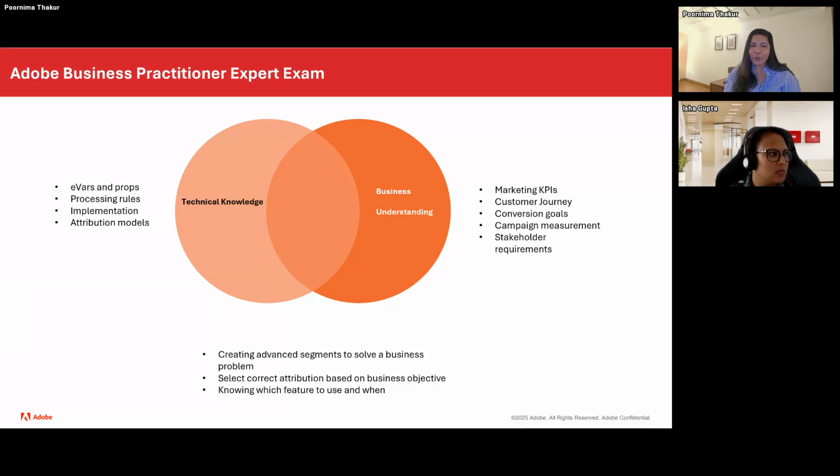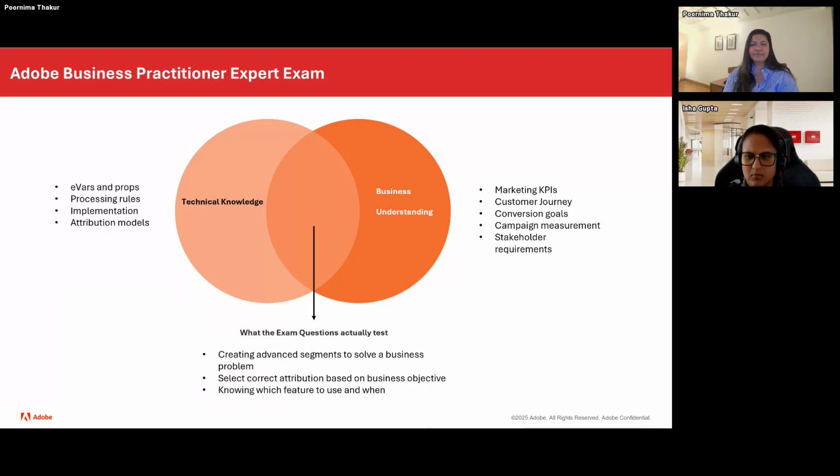But Adobe Business Practitioner Expert Exam does not only test your technical knowledge or your business understanding alone, it tests the sweet spot in between, both. So it tests your ability to create advanced segments, for example, to solve a business problem or selecting the right attribution based on a business objective that's been given to you or knowing which feature to use the best. So, this is what the business practitioner exam is all about in a nutshell.